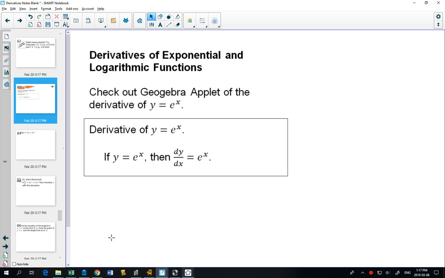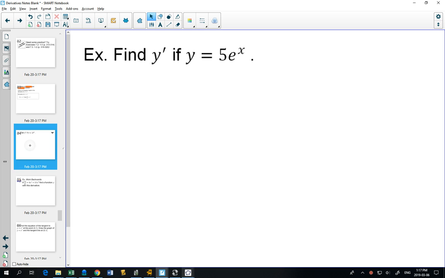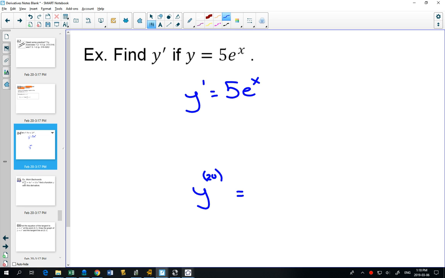Of course, now we can apply all of our other rules as we go through. What happens when you have a number in front of a function? Does that affect the derivative? No. So if you started off with y equals 5 e to the x, the derivative would be 5 e to the x. Can someone tell me what the 20th derivative would be? If you did that 20 times? Good. Nice. It wouldn't change.